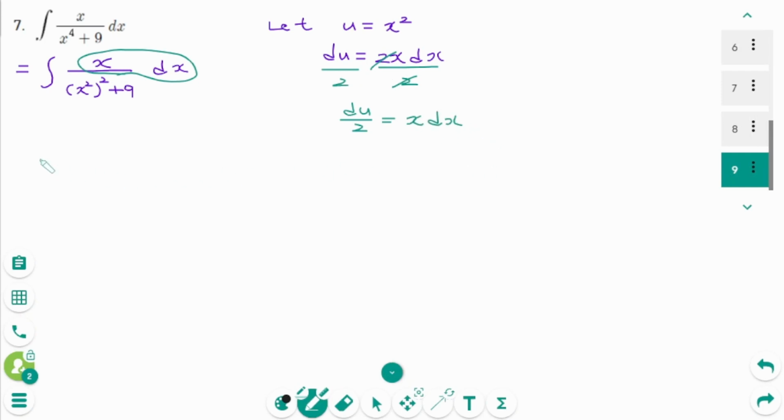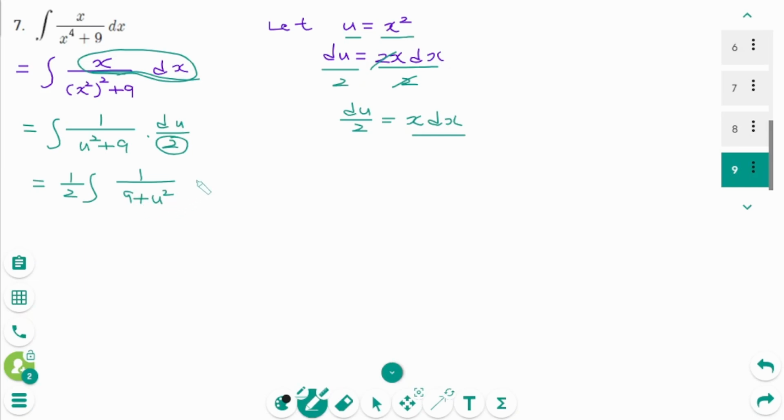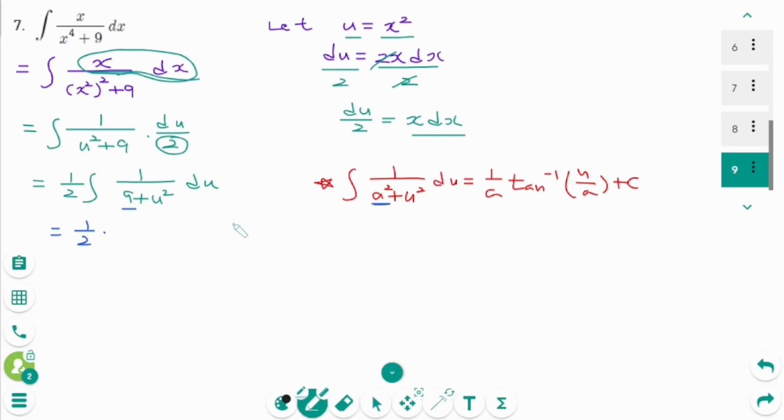Now change all x into u. The integral of x dx is du over 2, and x squared is u, then u squared plus 9. We can rewrite as 1 over 2, the integral of 1 over 9 plus u squared du. Then use the integral of 1 over a squared plus u squared du equals 1 over a arctangent u over a plus c. 1 over 2 times, in here a squared equals 9.